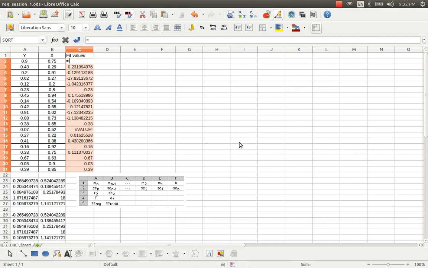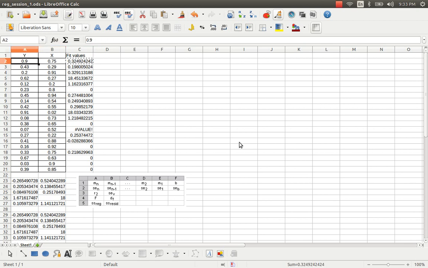So for the fit value we have beta naught plus beta 1 multiplied x. So that is our fit value. So actually the right value is not 0.9. The actual value is 0.9, but on the straight line, the line of fit, we are going to get only 0.3, 0.32, but we do not get 0.9. So whatever is the remnant is going to be the residual.